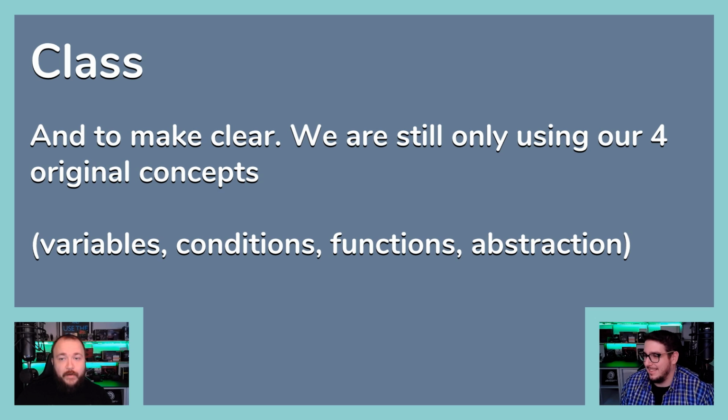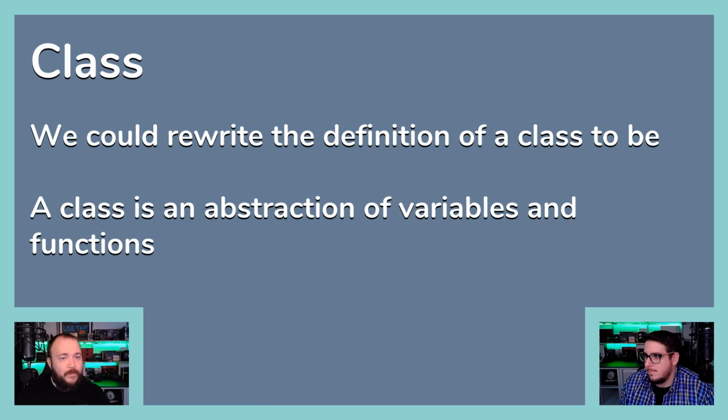And again, to make clear, we're still only using our 4 original concepts: variables, conditions, functions, and abstractions. And a class is an abstraction of variables and functions. It groups them together, creates an interface that makes sense and is usable. Yeah, what I said. A class is an abstraction of variables and functions.